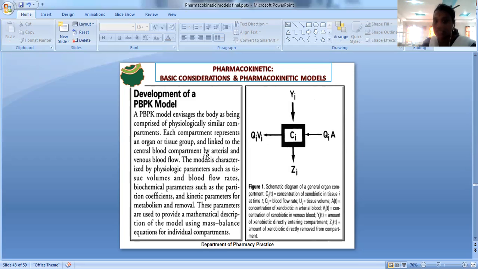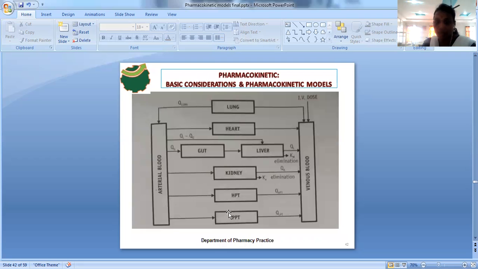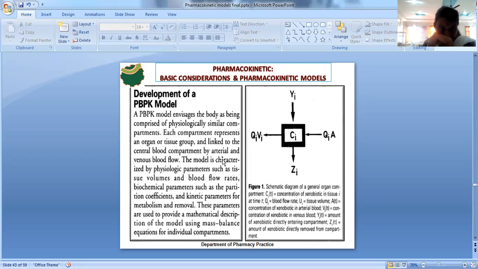And this connection takes place by the arterial as well as the venous blood flow. In that whole connection, one organ, one tissue is connected through the arterial blood flow and the venous blood flow only. Here the model is characterized by physiologically based parameters such as tissue volumes. What are the parameters you need to consider while designing physiologically based pharmacokinetic models? These are the parameters you need to consider.